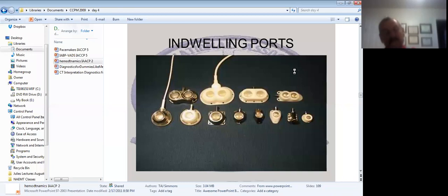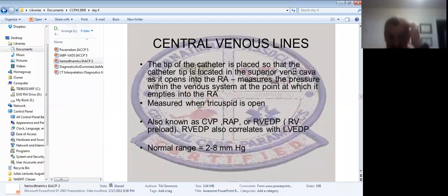So again, if a patient has one of those, certainly we would want to use those to our advantage so that we do not have to continue sticking the patient over and over and over. With central venous catheter lines, remember the trick is where the tip of the catheter is. When it opens up centrally, this should allow you to measure the pressure in the venous system at the point when it opens up into the right atria.